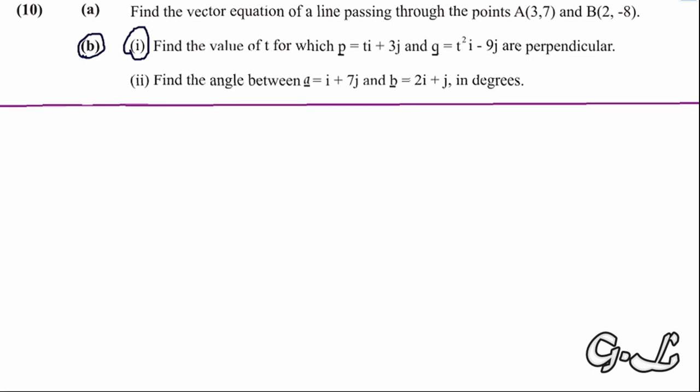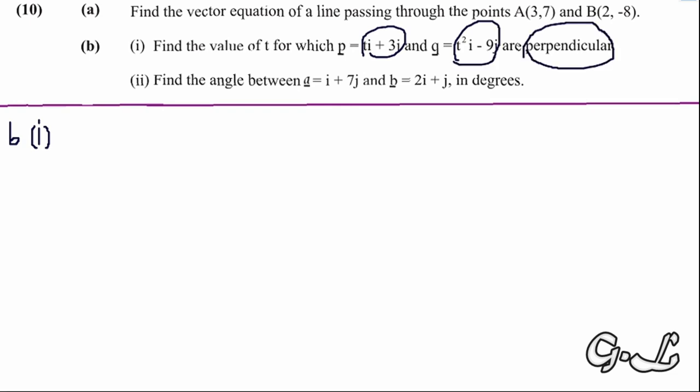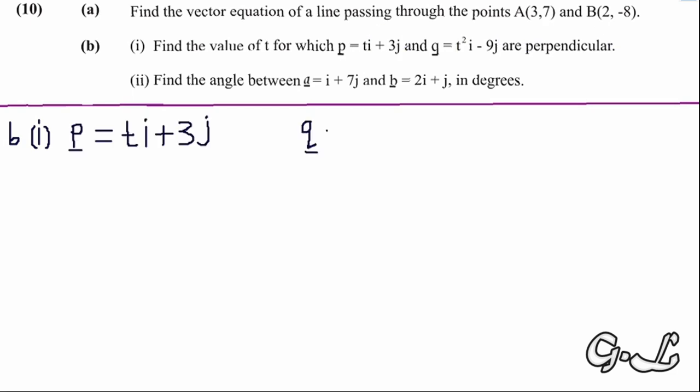So they're interested in the value of t. How do we find the value of t? In such a case, we are going to identify the key things that we're given. We're given two vectors, vector P and vector Q. Another term that they have mentioned is perpendicular. What do they mean when they say two vectors are perpendicular? When two vectors are perpendicular, just know that the dot product is 0. So we're going to start by writing those two vectors.